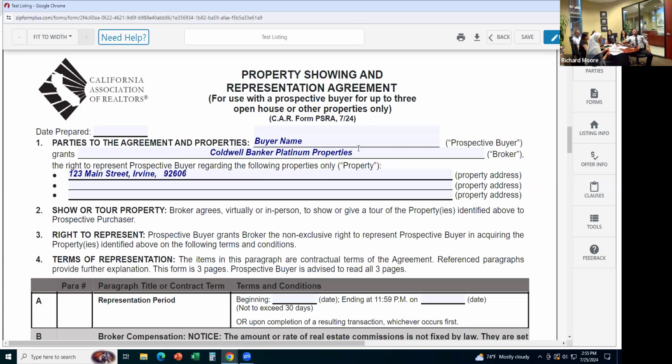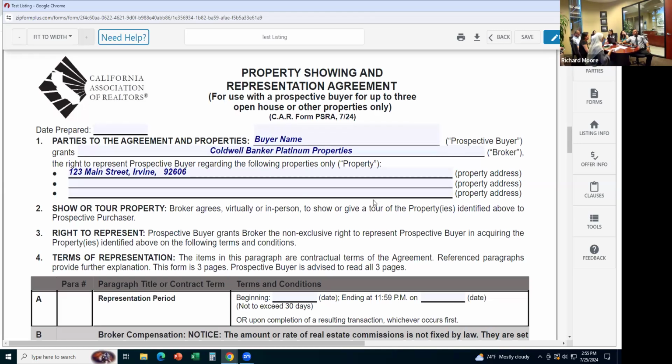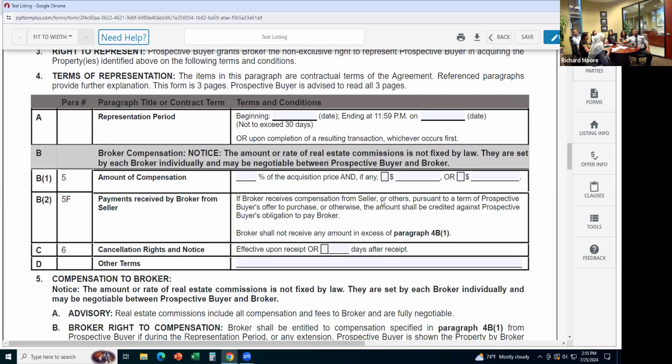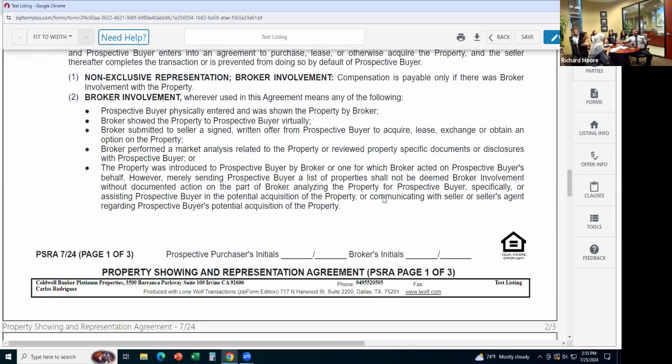Well, this form allows you to enter 3 properties. So if you want to do 3 properties, you can do that, 3 at a time. But I would just lock them in for maybe a month if they don't want to do 3 months. So if you are at the open house, you have to bring up the.